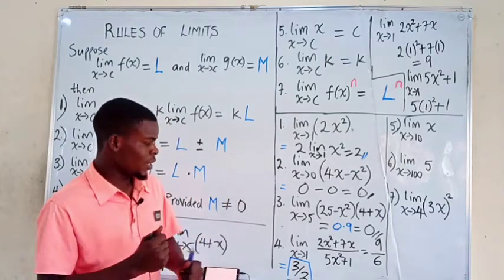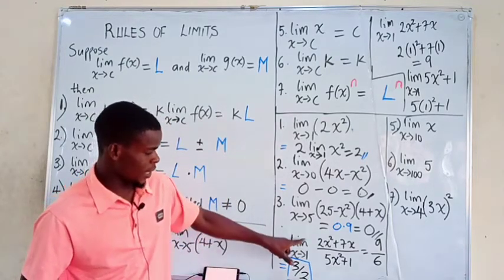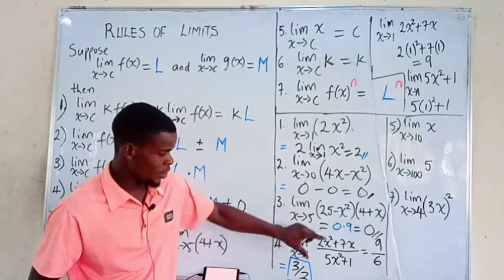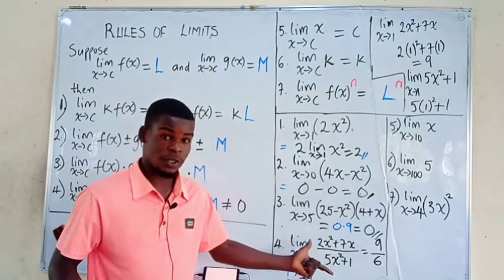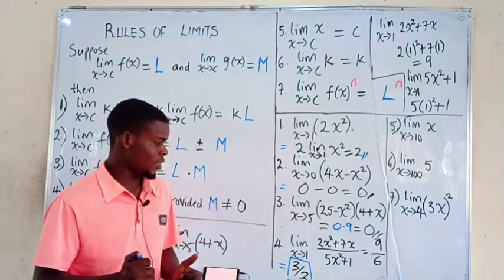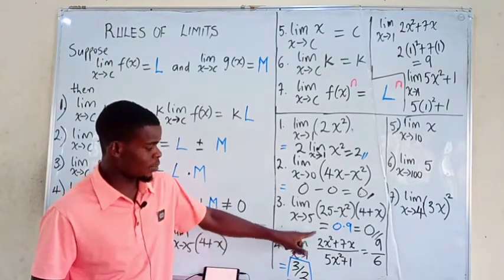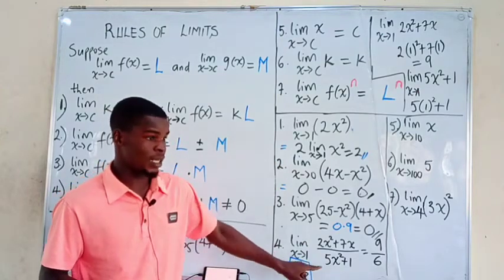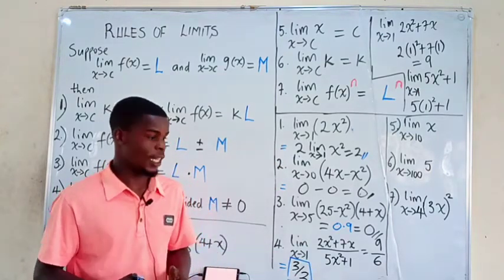Great. What that tells us is that if you are given the limit of a rational function, let's say a fraction, you can split it by taking the limit of the numerator and the limit of the denominator, then you divide them together like that.